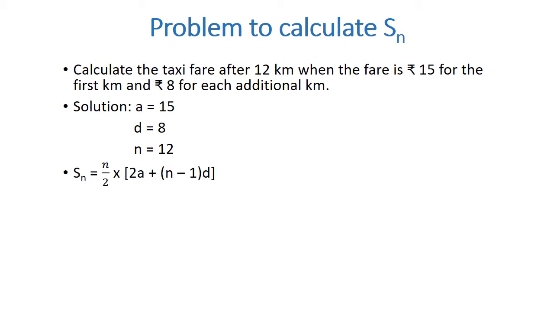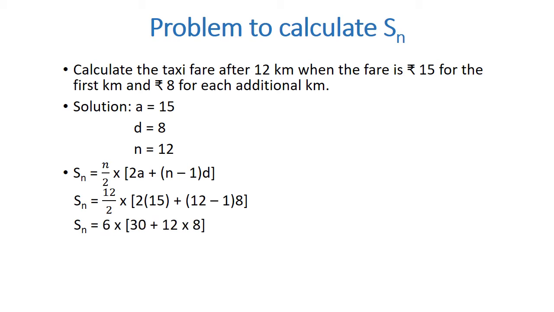Now we'll write down the formula. We'll substitute the values. N is 12, A is 15 and D is 8. This time you see N by 2, 12 by 2. 12 is an even number, so we will divide it and write. 12 by 2 is 6. 6 into 2 15s are 30 and 12 minus 1 is 11. 11 into 8, 88. Yes? All right. 88 plus 30 into 6.